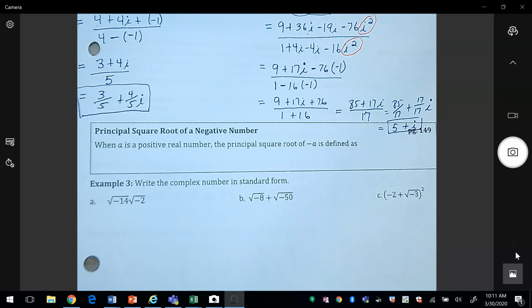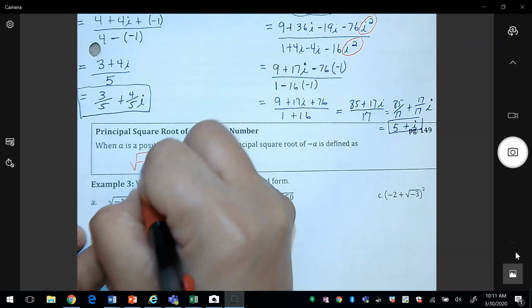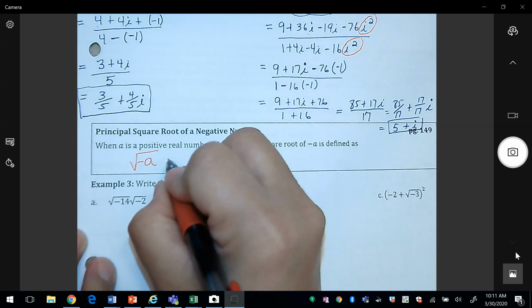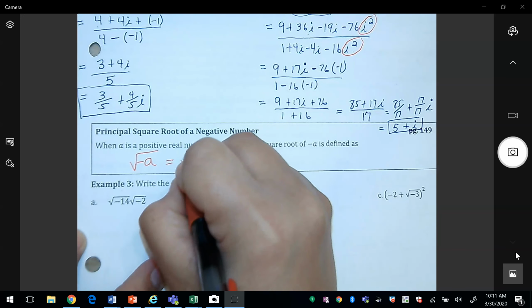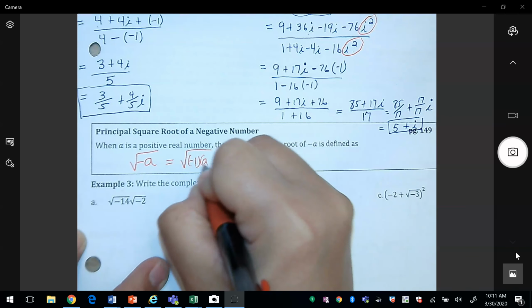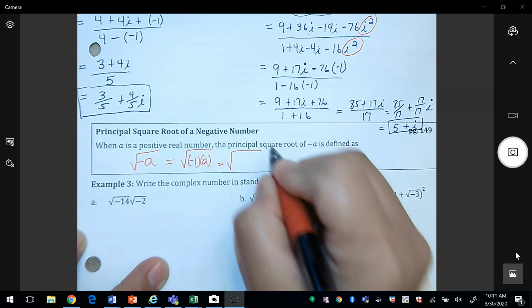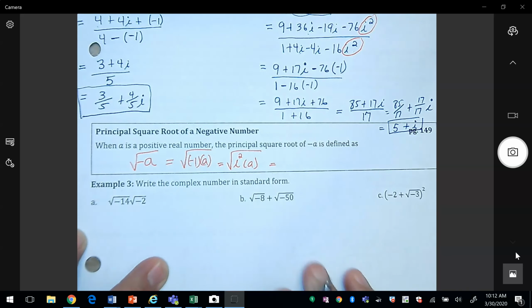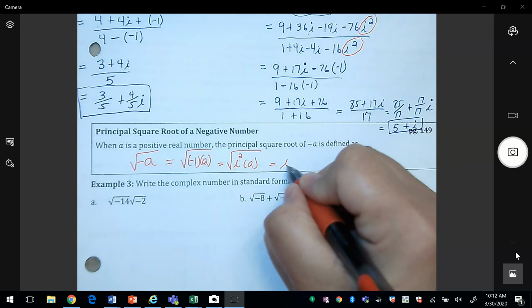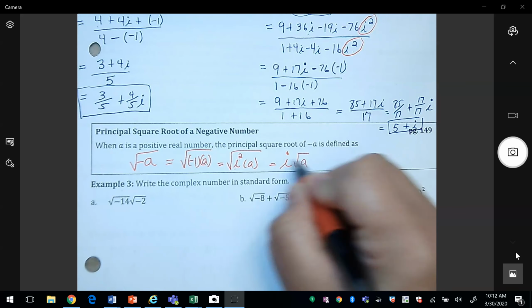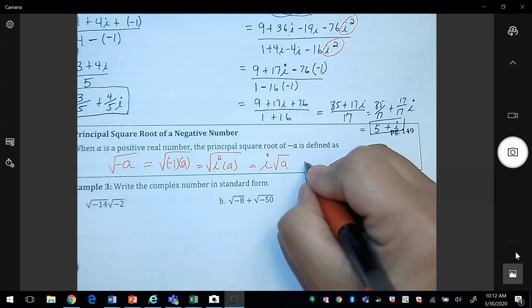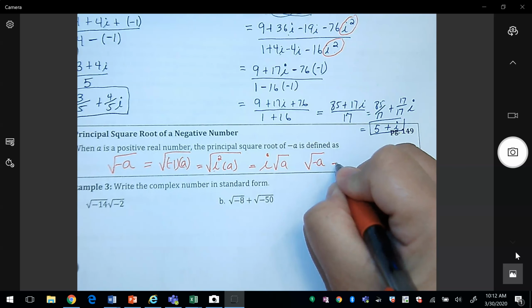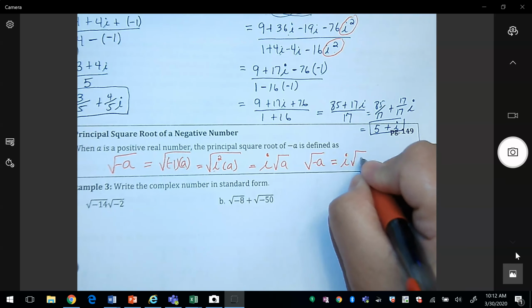When a is a positive real number, the principal square root of negative a is defined as follows. So if we have a negative a, then we can rewrite this as negative 1 times a. And so far we know that negative 1 is also the same as i squared. So I can take the square root of i squared, which is going to be i, and then the square root of a is going to be inside. So from now on, whenever you see the square root of negative a, this is equal to i square root of a.